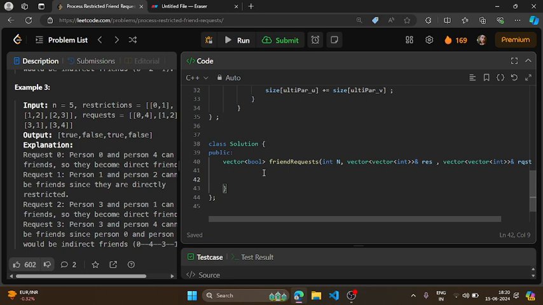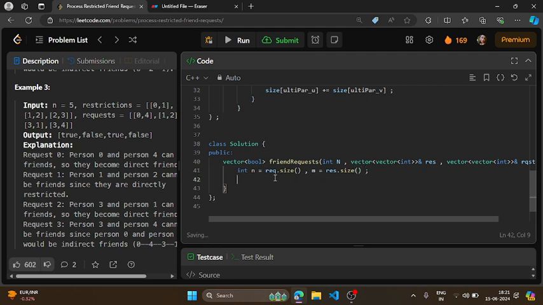Okay, so let us suppose capital N denotes the number of people, which is also the number of elements in my request vector. And let M denote the number of elements in my restriction vector, so this will be the size of the restriction vector.